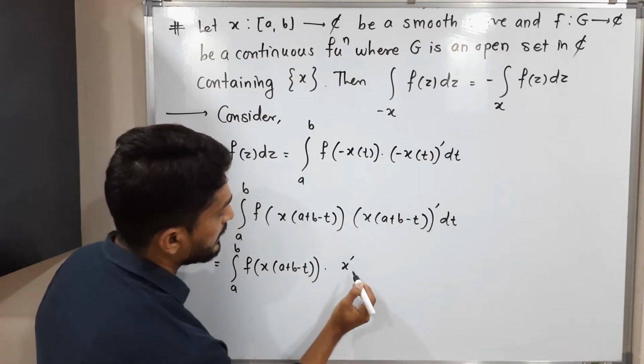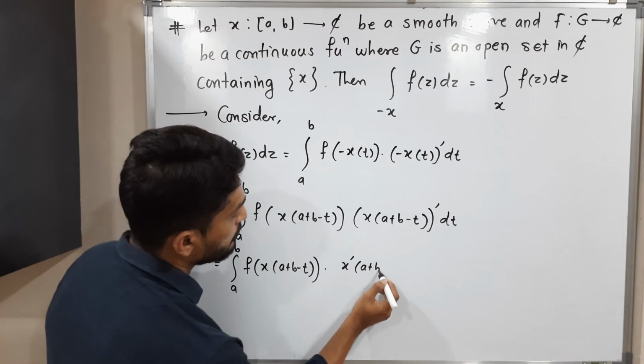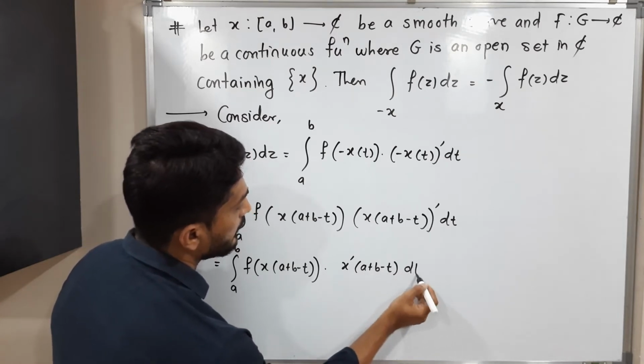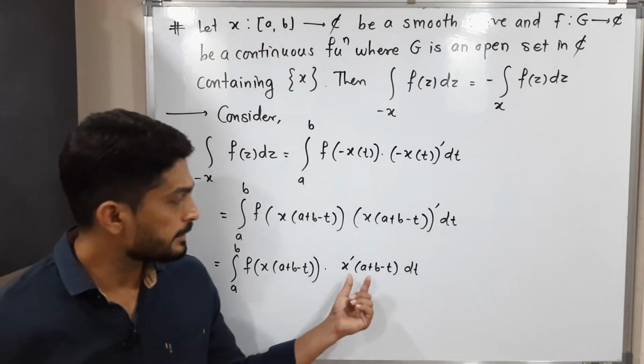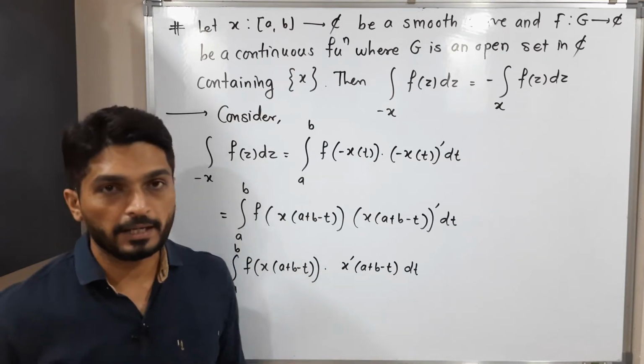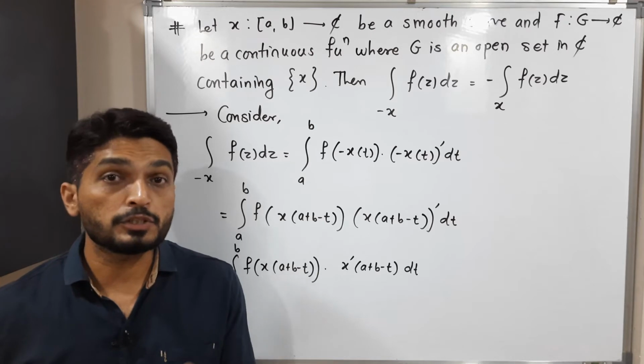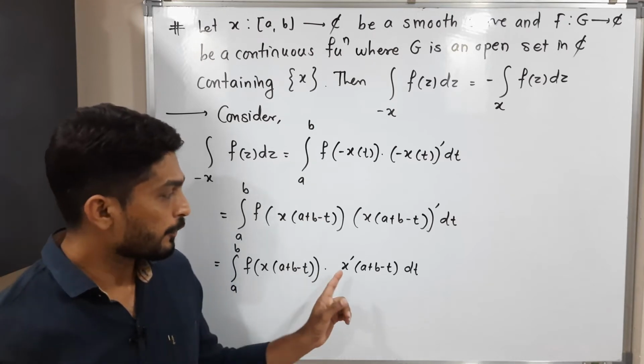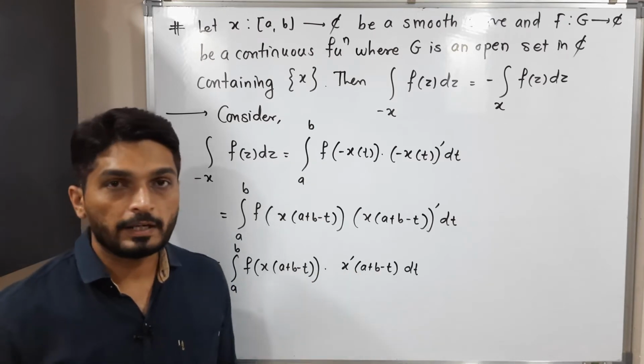It will be x dash of a plus b minus t dt. But when you take the derivative, there is a bracket a plus b minus t, so we are supposed to take its derivative also. That means we are applying the chain rule here. Derivative of x we have taken. Now I will take the derivative of that bracket.